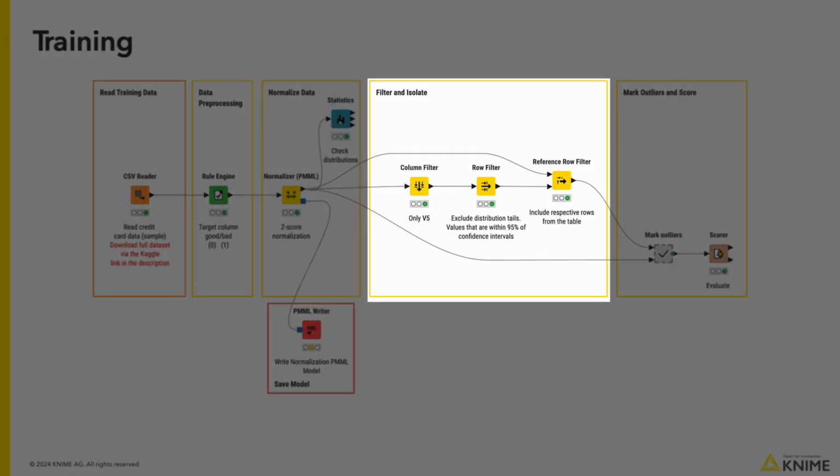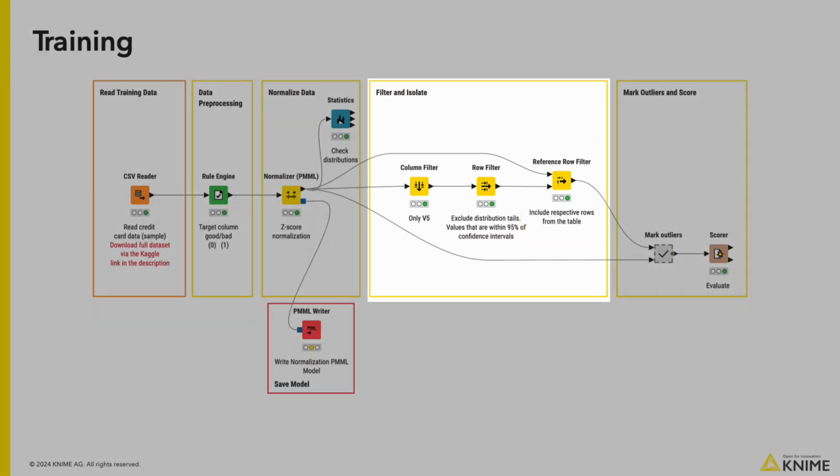After this, we want to remove the tails by excluding any values outside of our 95% confidence interval. From here, we feed all our data again to the top port of the reference row filter and our reference column data to the bottom. The node will filter our original data based on the input we passed to the bottom port.